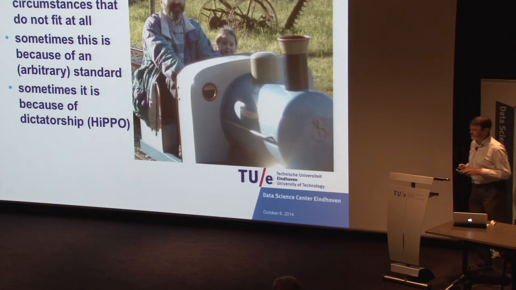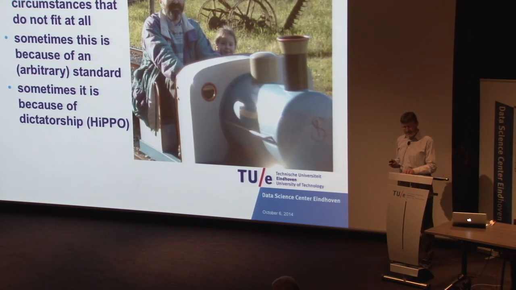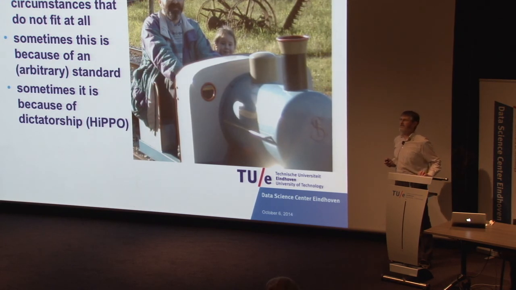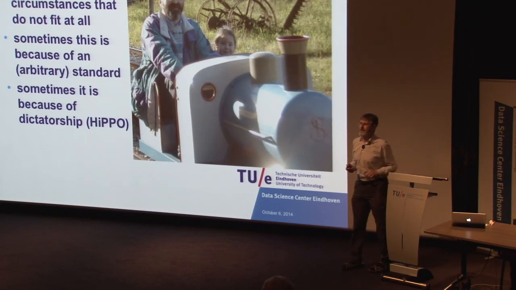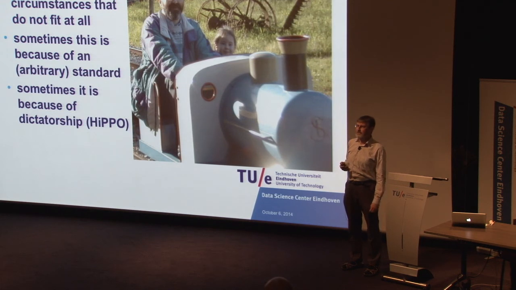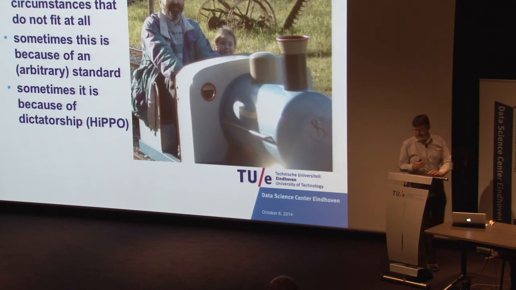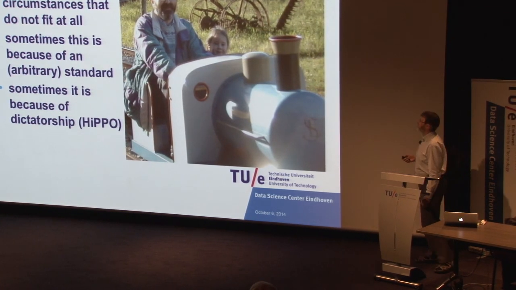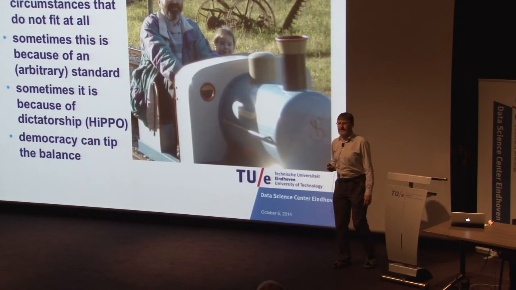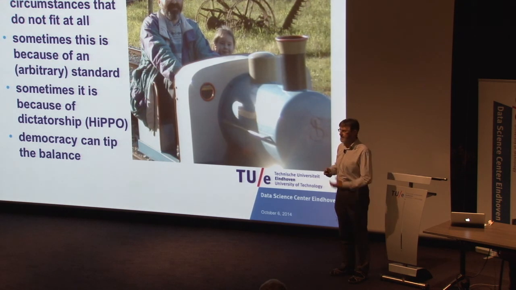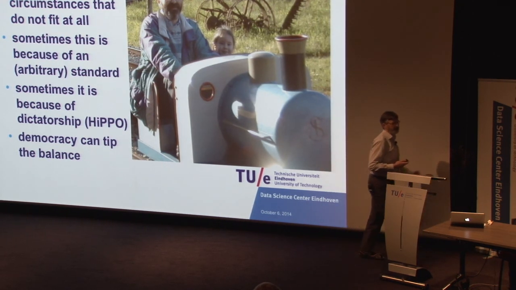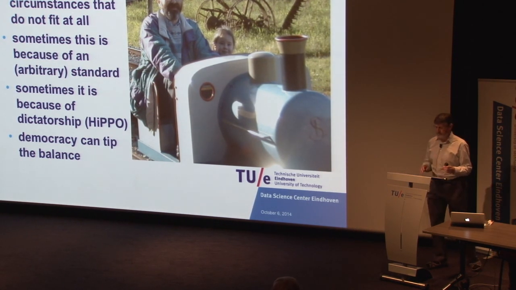Clearly, the bathrobe was a hippo decision, and any data-driven decision would have concluded that just using one size for all the TUE employees was a really bad idea. Democracy is actually something that, if implemented correctly, can tip the balance. Democracy is an attempt to use data-driven adaptation to our society. We will see later that it doesn't work very well at that.